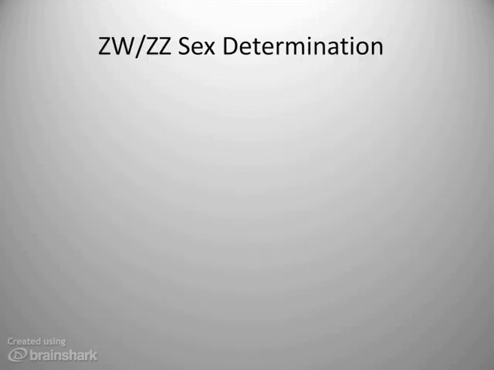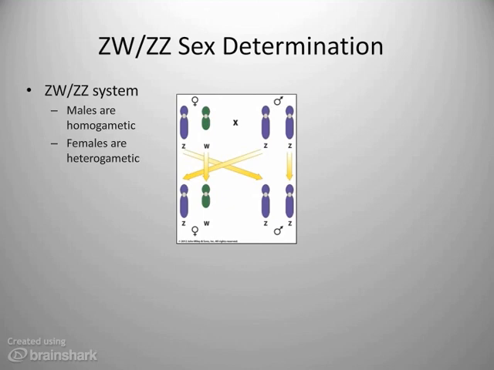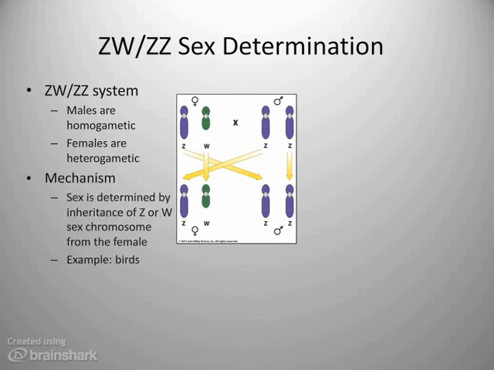Now again, similar to the XX/XY sex determination system, we have the system used by birds, butterflies, and some reptiles. This is the ZW/ZZ system. Now, the most important difference here is that the males are the ones who are homogametic. They have two Z sex chromosomes, while the females are heterogametic. They have a Z and a W sex chromosome. Now, sex is determined by the inheritance of either the Z or the W sex chromosome from the female.